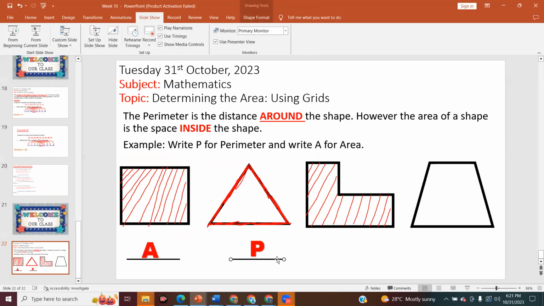What do you think it's going to be? Is it P for perimeter for this one, or is it A for area? Put your answer inside the chat for me, please. The red portion that is outlined inside the shape, is that referring to the perimeter or the area of the shape? Again, put your answer inside the chat for me.